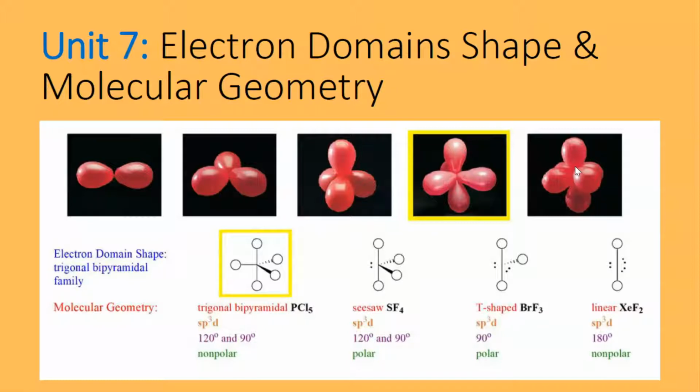Hello. In this video, we are going to continue our discussion on shapes, and there are two types of shapes that I want to discuss here. The first one is called electron domain shape, and the second one is molecular geometry. And for a given molecule, you'll need to know how to determine both.